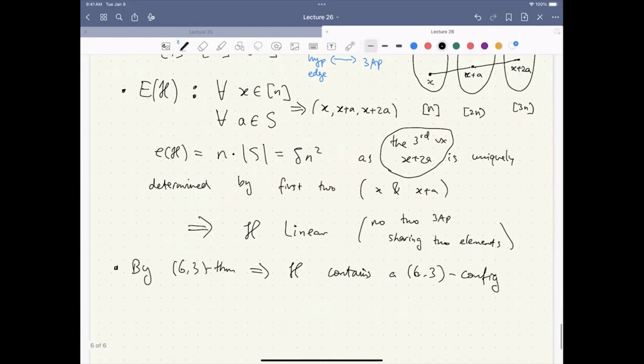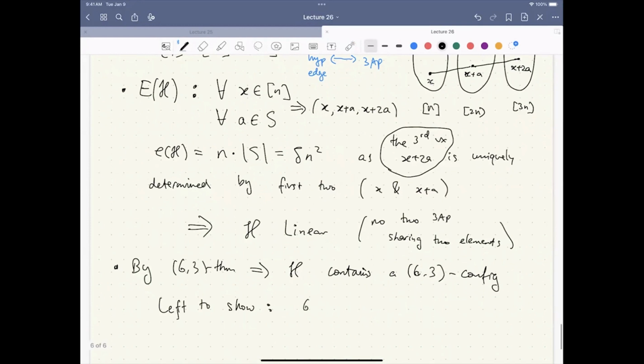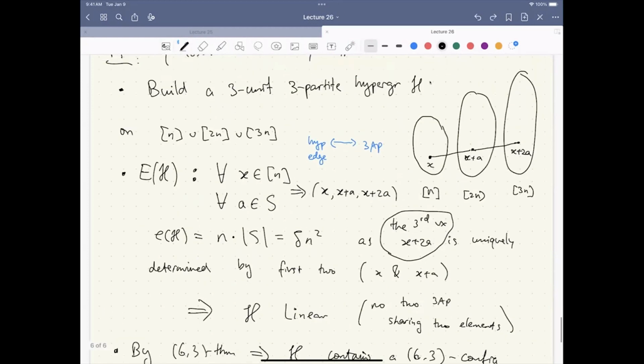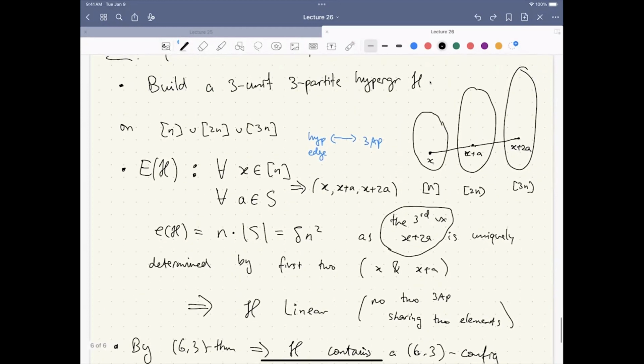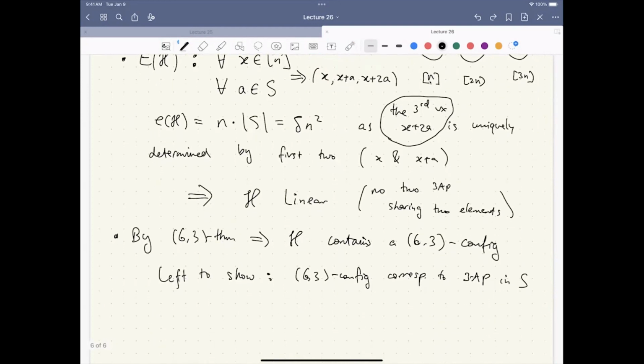We are left to show that this 6-3 configuration corresponds to a 3AP in S. Now all we need to do is to see how this 6-3 configuration looks, and since H is linear, this 6-3 configuration has to look like this, right? 6 vertices and 3 hyperedges, looking exactly like this. There's no other way.